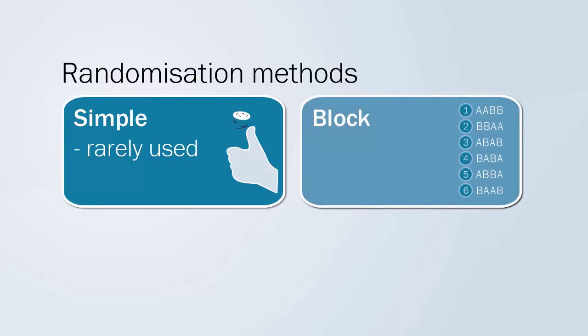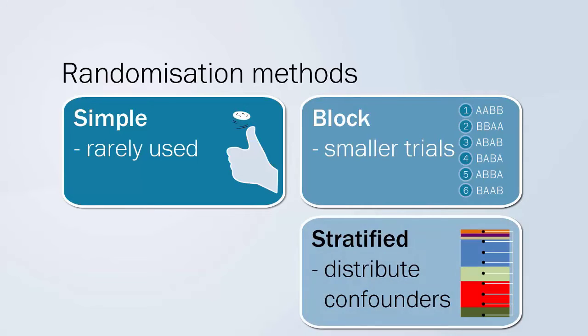Block randomization is used to ensure that the number of participants assigned to each group is equally distributed. This method is commonly used in smaller trials. Stratified randomization is used to ensure that any potential confounding factors are more evenly distributed between groups than may happen by chance alone. For example, participants may be stratified by age or by location.